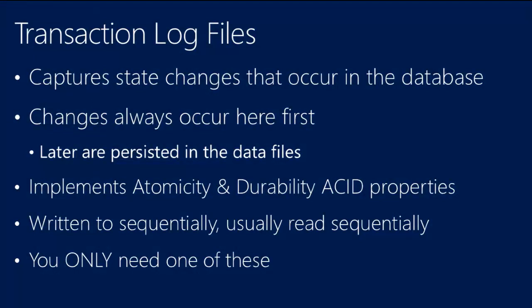I'll talk about atomicity and durability in the next slide, but isolation is a property of a transaction that ensures that one transaction can't interact with another transaction. In SQL Server, we implement that through locking. Other RDBMSs do it through optimistic locking, row versioning. SQL Server has an ability to do that, but by default, we use locks.